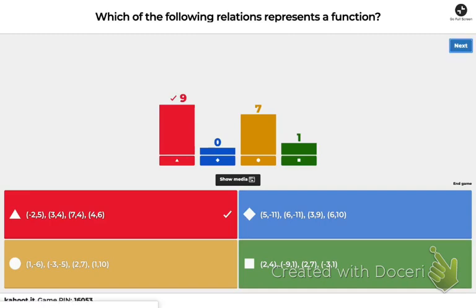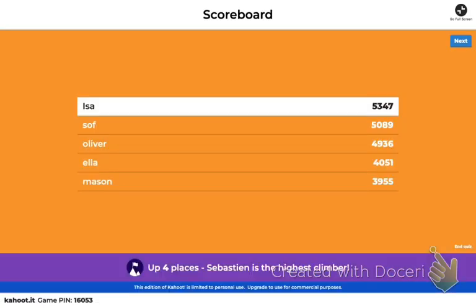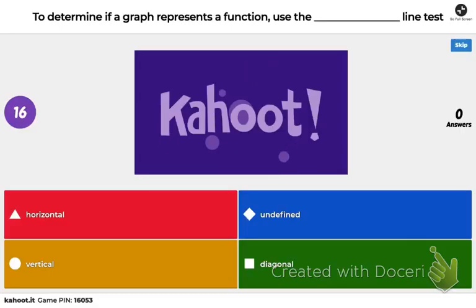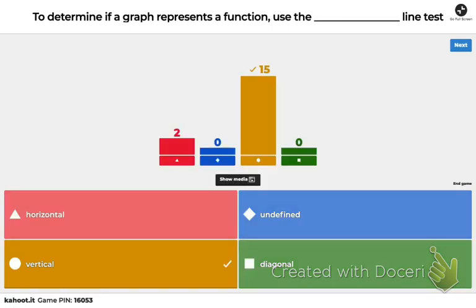I'll be handing back your concept quizzes, so this last one should be fairly quick. Very quick question, like 15 seconds here. All right, the answer was vertical line test. Vertical line test. Our final leader is Isa.